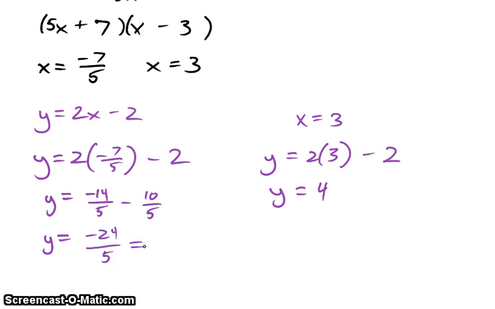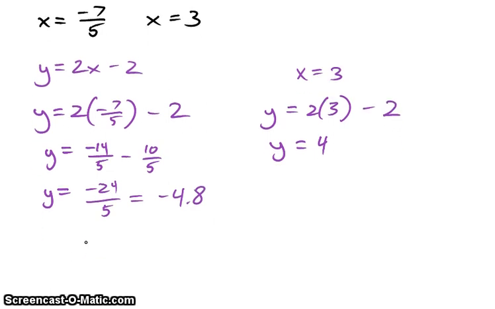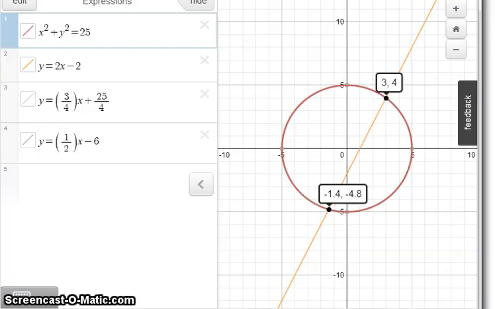negative 24/5, which is what, 5, 10, 15, 20. That's negative 4.8. So the two intersection points are negative 7/5, which is negative 1.4, negative 4.8, and the other intersection point is what I said it was, 3, 4. So that matches up, it sure does.